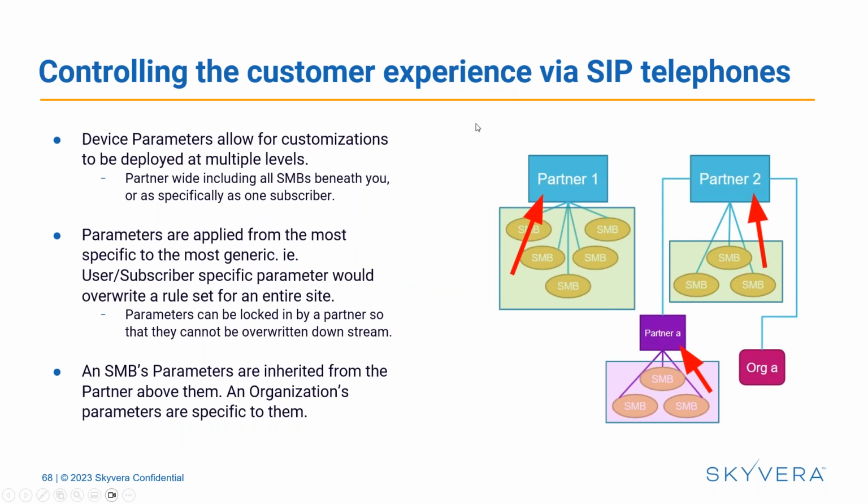Keep in mind, and we did cover a lot of this in the customizing SIP devices webinar a few months ago, when you're talking about device parameters, you can set them for an individual SMB, or you can set them at the partner level, and all of the SMBs underneath the partner would receive those device parameters. If there's something you want to do, and I'll show you in a second, like adding your company logo to the phone, you may set that at the partner level rather than the specific SMB level, so that all of your SMBs receive that same logo through zero touch provisioning.